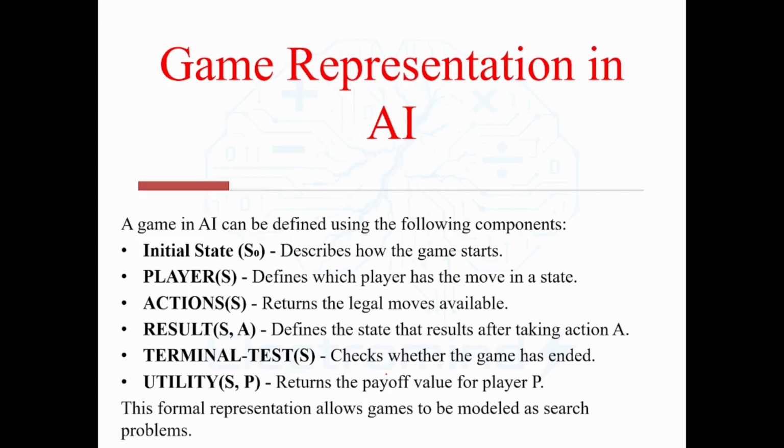Then the terminal state. In every state, we check whether it is the final state or goal state, that is, whether the game is over or not. That is called the terminal state. Then utility is the final reward to the game player. If the player is winning, they get reward points as positive. If the player is losing the game, the loser may get the reward as negative points. This structured representation allows us to treat games as a search problem in an artificial intelligence environment.